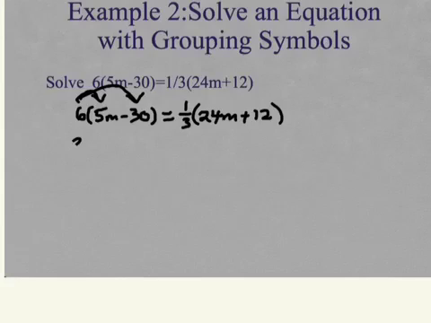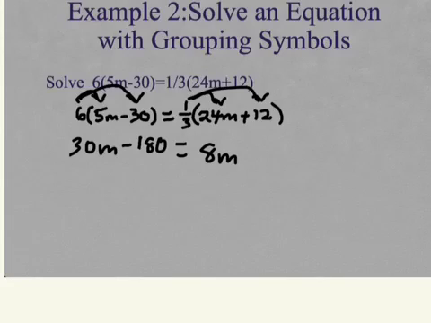6 times 5m is 30m. 6 times -30 is going to be -180. And I think that's as simple as that left side can get. Let's move to the right. I'm going to multiply 1/3 times 24m and 1/3 times 12. 1/3 times 24 is really 3 divided into 24. So I get 8m. 1/3 times 12 is really 3 divided into 12, and I get 4. So I'm left with this. Both sides seem as simple as possible to me. I can't simplify this any further.